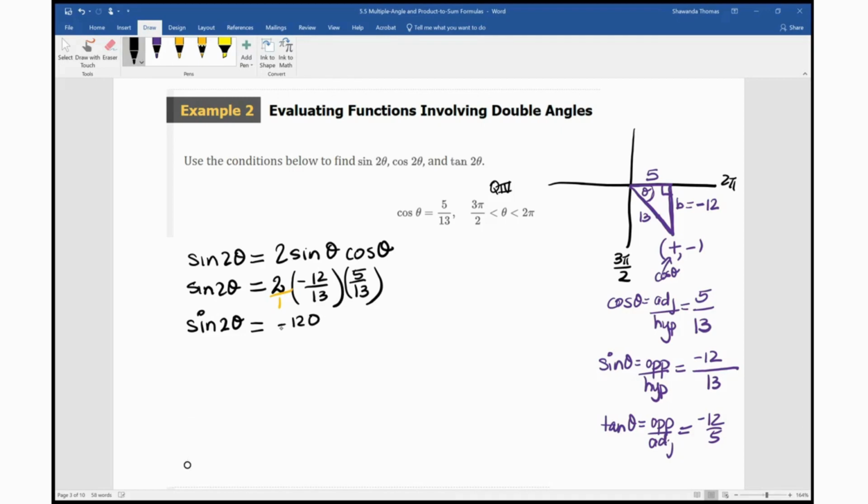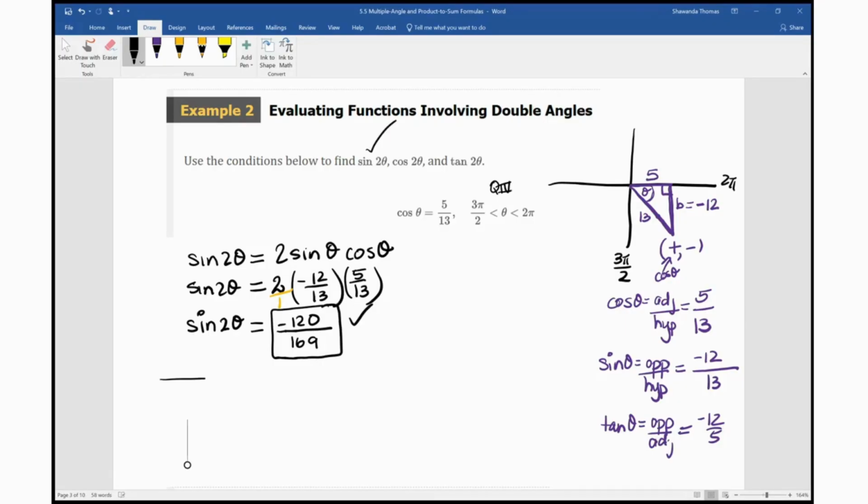And what about the denominator? Some of these we're going to start memorizing with this. These formulas. Well, when we square a lot using this formula. So what is 13 times 13? 169. All right, so we're done with that one. So that's sine of 2 theta. We're done with that one.